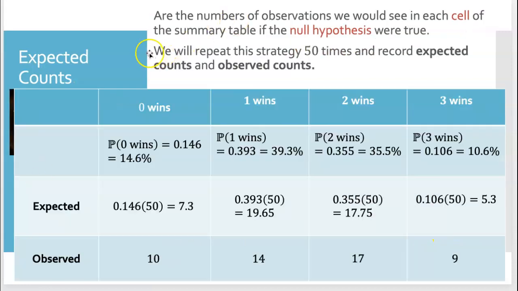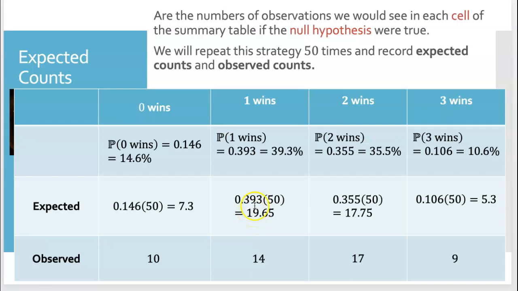But suppose I'm going to play 50 times. How much would I expect to win? How many times would I expect to win 0 times, or 1 time, or 2 times? There's a 14.6% chance of 0 wins, so if I play 50 times, 14.6% of those 50 should be the expected number of times that I win 0 times out of 3 plays. Here this is 7.3. Expected 7.3.